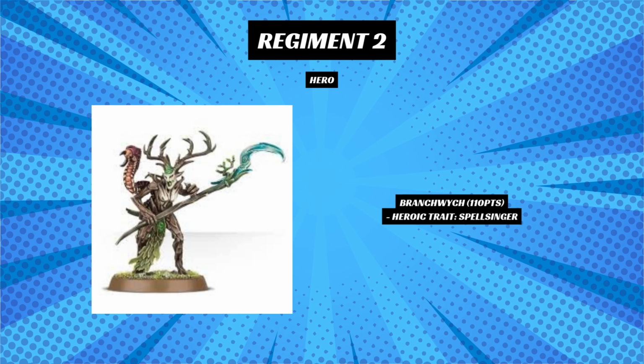Our second regiment is pretty simple. We just have our Branch Witch all by her lonesome, but she does have the heroic trait Spellsinger. While this unit's within combat range of an Awakened Wildwood, if they're a wizard, they can add 1 to their casting rolls, and she's obviously going to be near them because that's how she gets all of her abilities off.